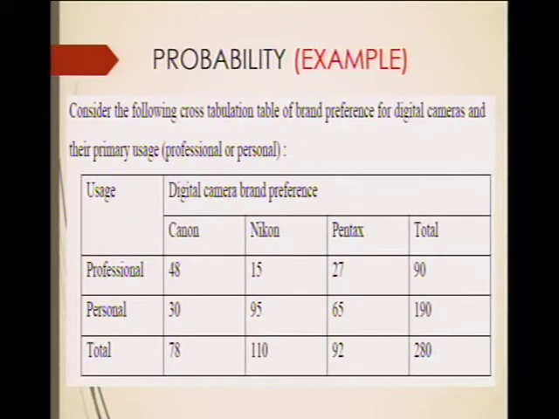Now, we are going to say let A be professional. Then the probability of selecting at random a professional will be 90 divided by 280, and that is equal to what? 90 divided by 280 will give us 0.32, and that is what? 32%. Are we together?